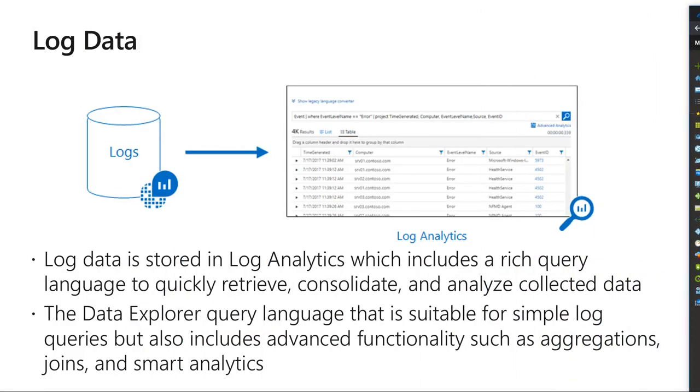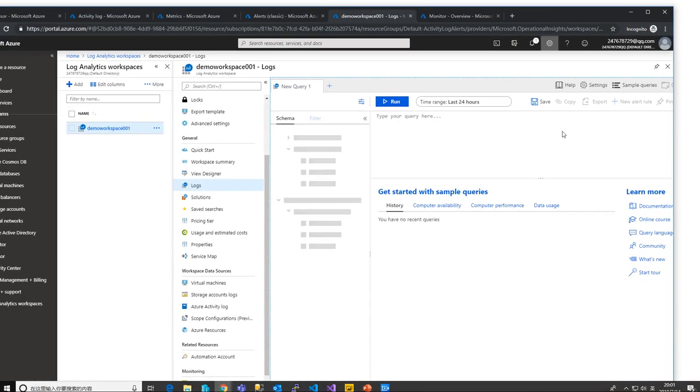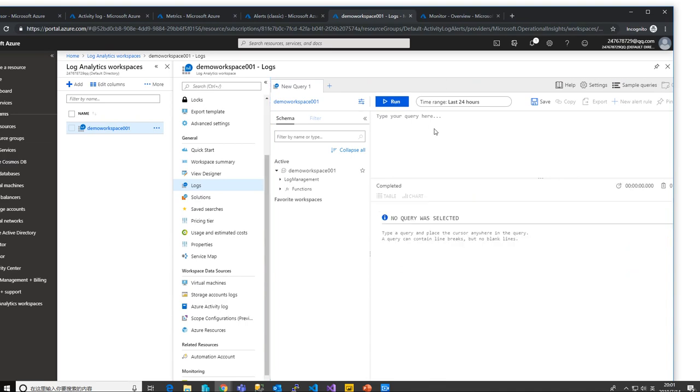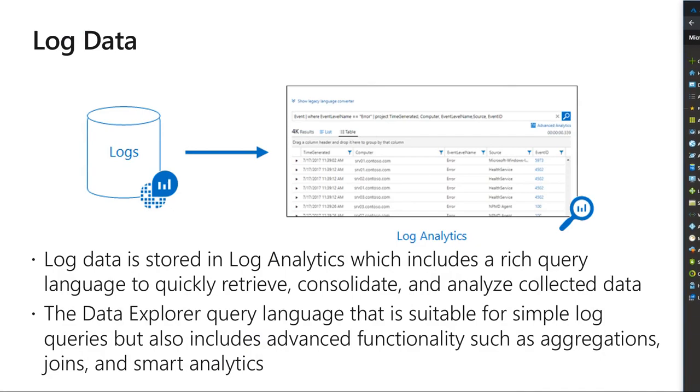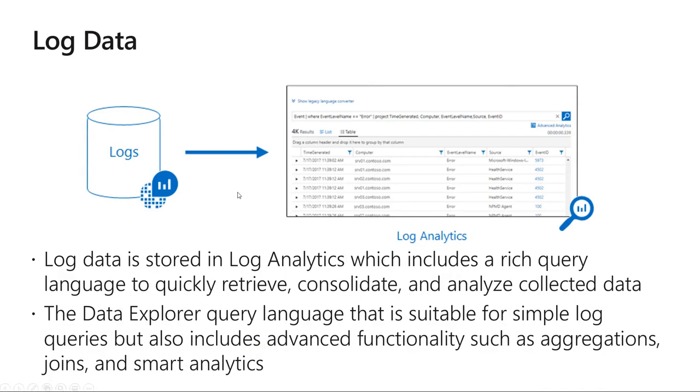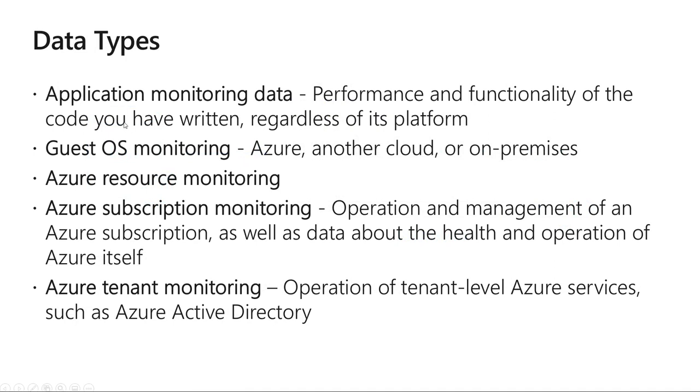So let's just hover to here. Right, you see it's empty, right? No queries found. It's empty. So anyway, let's put it here. Okay, so some of the data types I've introduced. So there are application monitoring data, guest OS, resource monitoring, subscription monitoring, tenant monitoring. So there's five different types. I won't introduce this, right? You can read through this PowerPoint.